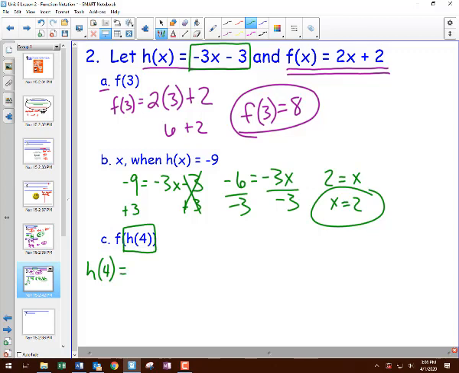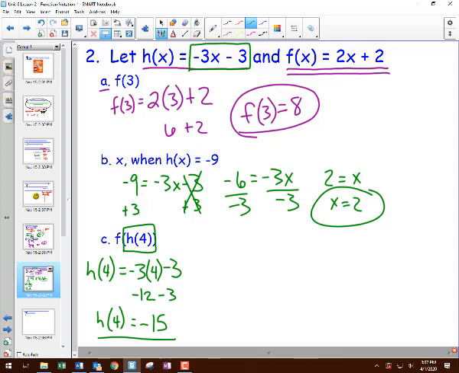We'll substitute 4 in for the x, so this will look like negative 3. Don't forget your parentheses. Find h of 4 here. Okay, so that's negative 12 minus 3. So h of 4 is going to equal negative 15. Okay, we're halfway done.